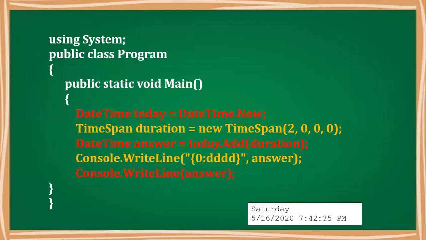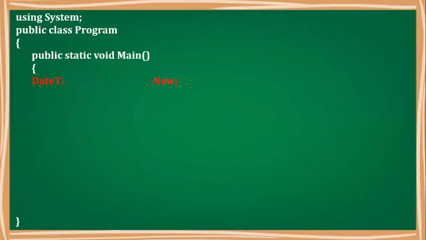And in the second Console.WriteLine, you are getting the answer. If you are not formatting the string, it will print like this, 5/16. So five is the month, 16 is the date, then the year, then a space, then the time in seconds, and AM or PM. So how have we extracted the Saturday? Because we have used the formatting string. It is applicable for both date and TimeSpan. So four D's means you can get the name of the day. Let us see what kind of formattings are available after this example.